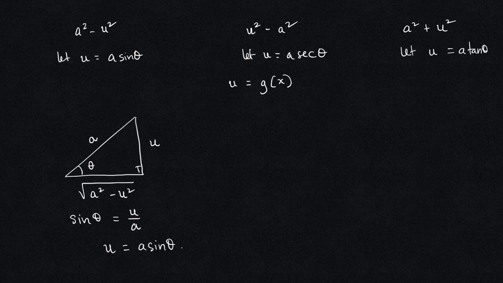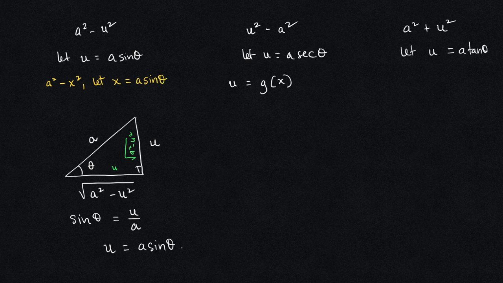If we were to label our triangle so that this side is u, then the remaining side has to be the square root of a squared minus u squared. And in this case, cosine of theta is u over a. And so instead of letting u be a sine theta, we could also let u be a cosine theta, and it will work. By convention, we use sine. And so if we have a squared minus x squared, then that is the reason why we let x be a sine theta.